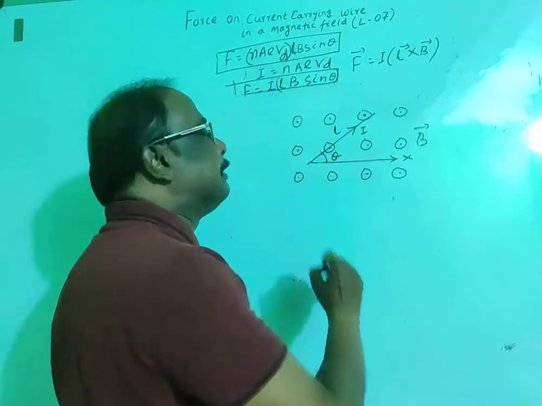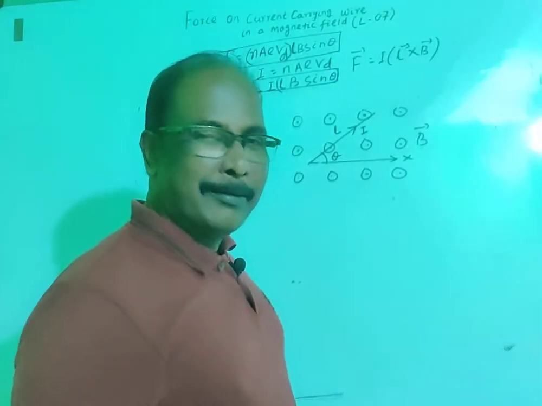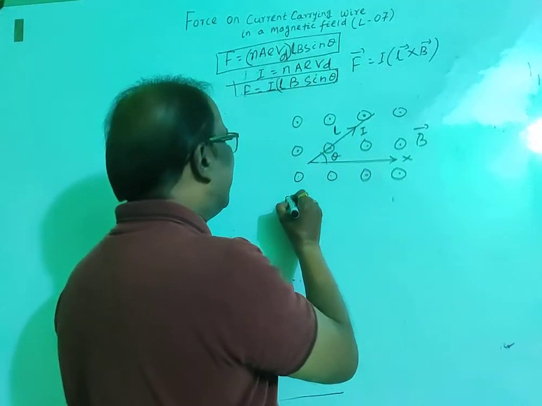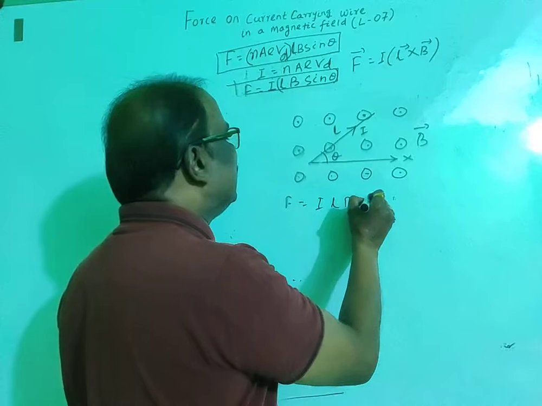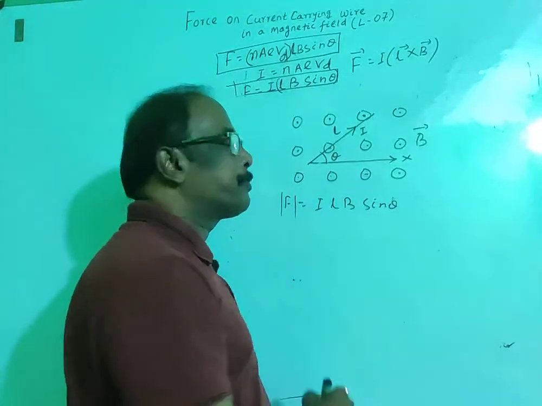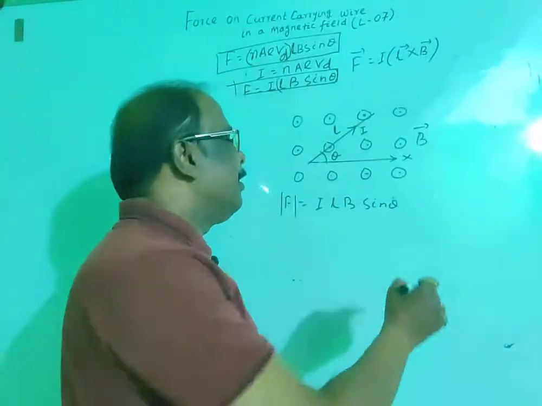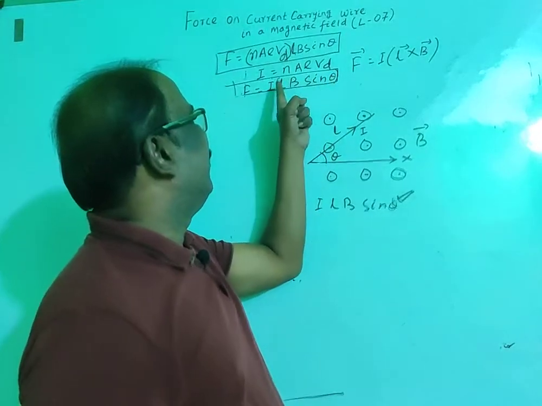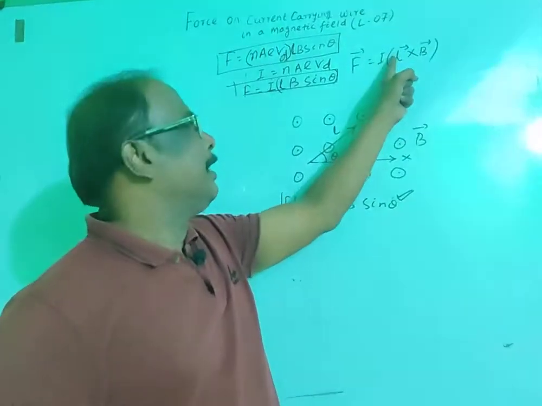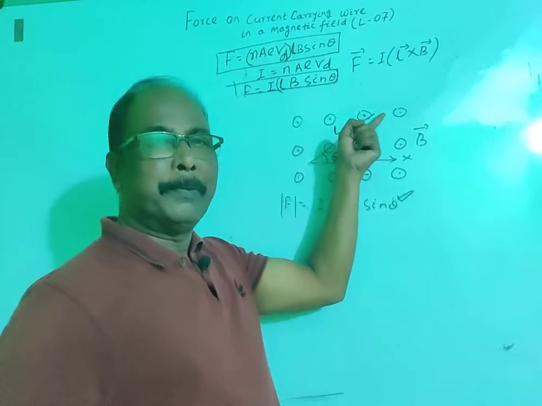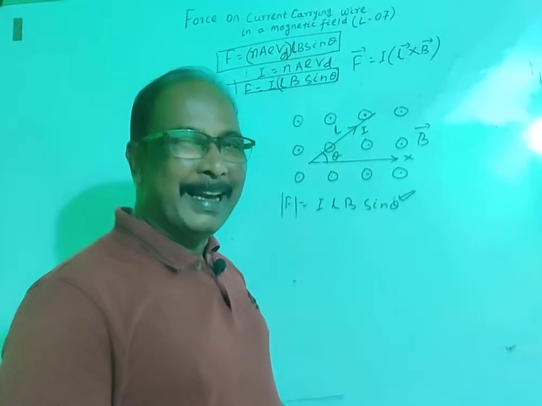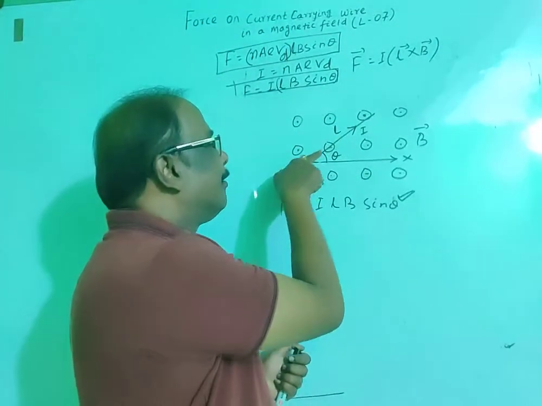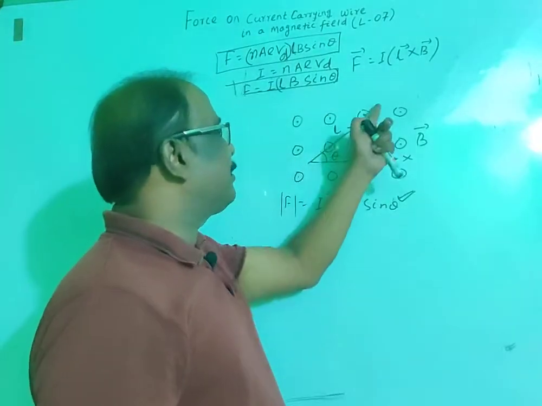Let this angle be theta. Then it is asked, what is the force on this conductor? Force, the magnitude of force, is ILB sin theta. This is the magnitude of force. Then in this case, the important thing is to know the value of theta. Theta is the angle between L and B, and the direction of length is taken along the direction of flow of current, and the direction of the magnetic field is outward.